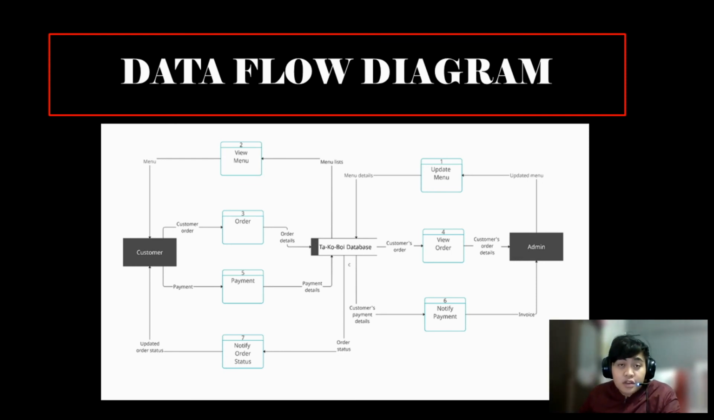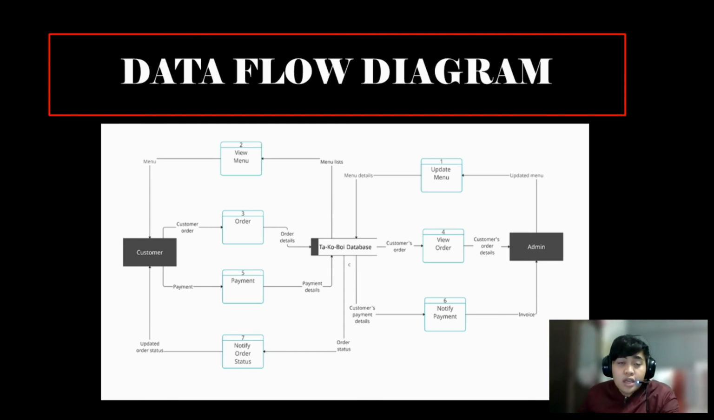This is our data flow diagram, DFD. As you can see, we have two entities, that are customer and admin, 7 processes, and 1 database, that is the Takoboi database. Process number 1 is update menu, that will receive an input from admin, that is updated menu, and 1 output, that is menu details to the database.